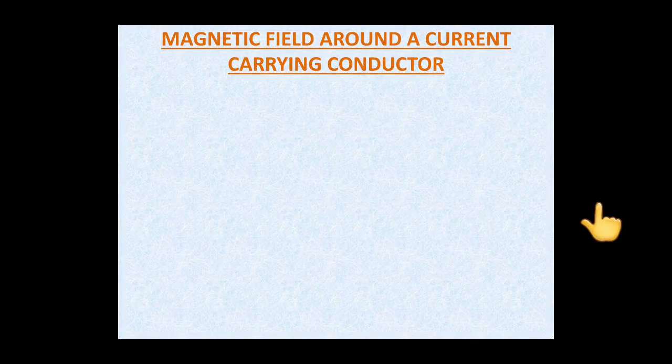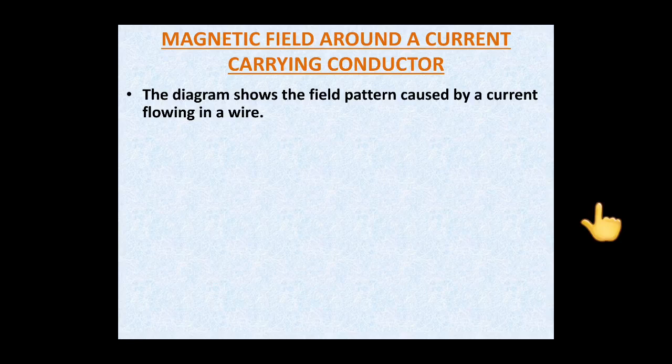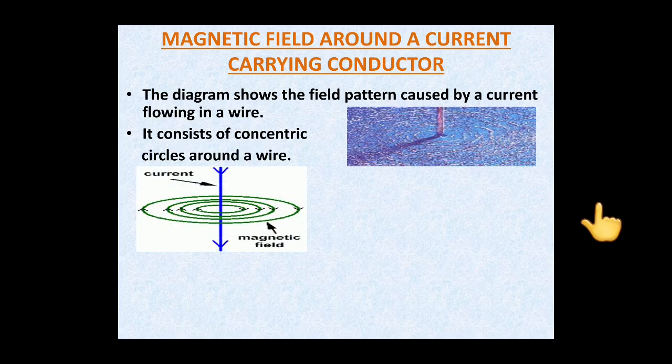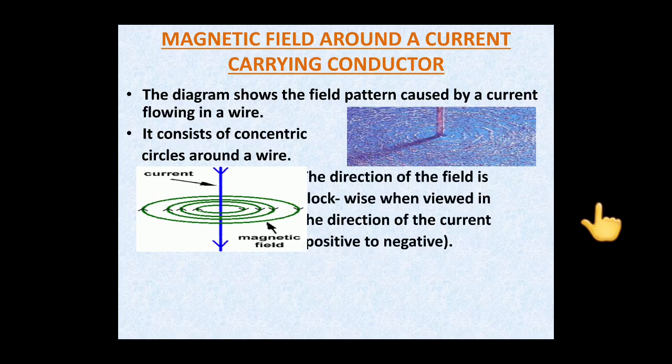The magnetic field around a current-carrying conductor. The diagram shows the field pattern caused by a current flowing in a wire. You can see that the magnetic field lines are in the form of circles, and that they have a common center. We said that the direction of the magnetic field around a current carrying conductor is decided by the current flowing through it. Therefore, the direction of the field is clockwise when viewed in the direction of the current.